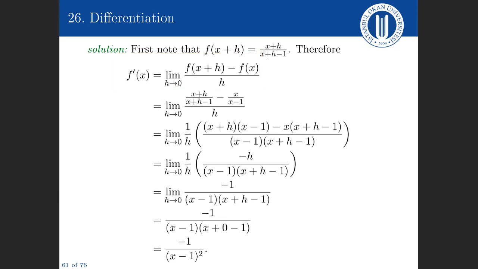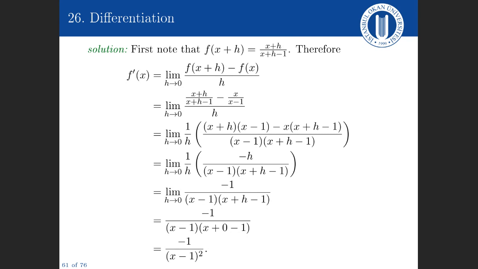Now we're going to need f at x plus h. Take the formula and replace every x by x plus h. We have x plus h on the top, and on the bottom, instead of x minus 1, we have x plus h minus 1. Put that in here. Replace f of x by x over x minus 1.